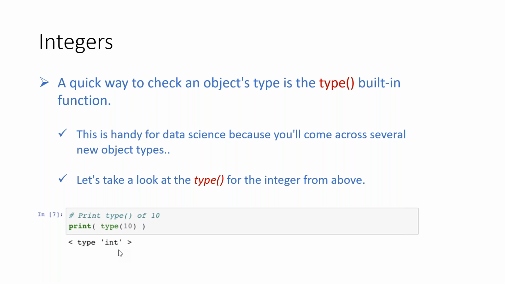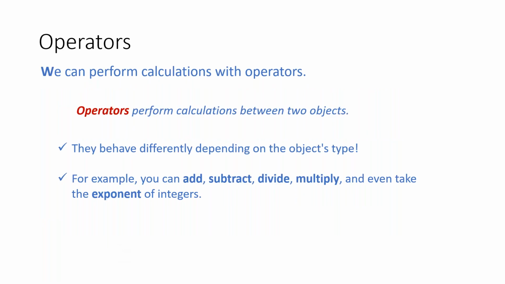So always, numbers we have, number objects we have, we are always interested to do some calculations. To calculate, every programming language has these operators. Plus, minus, divided by, modulus, exponential, all those things. So we can operate on those objects. So we can perform calculations with operators. So basically operators perform calculations between two objects.